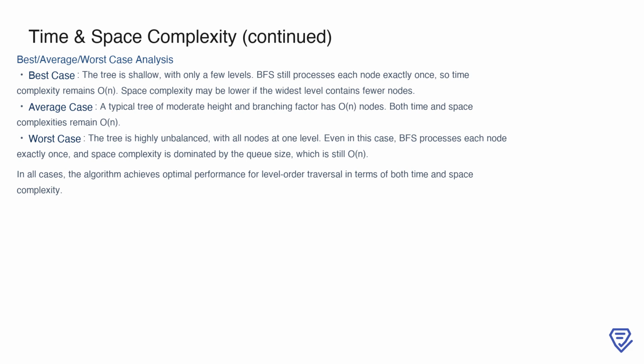In the average case, which involves a typical tree of moderate height and branching factor, the algorithm still handles O(n) nodes, and both time and space complexities remain O(n). In the worst case, where the tree is highly unbalanced with many nodes concentrated at a single level, each node is still processed exactly once, and the space complexity is dominated by the queue size, which remains O(n). Across all scenarios, the algorithm delivers consistent and optimal performance for level-order traversal.